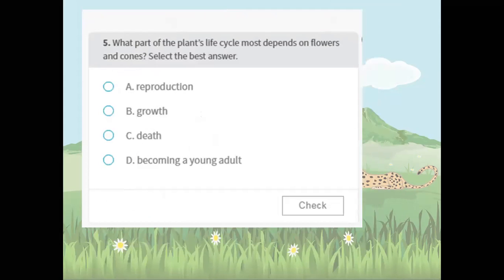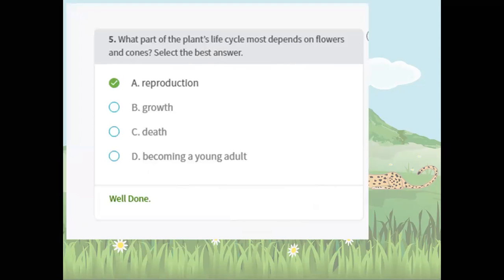What part of the plant life cycle most depends on flowers and cones? Which part of the life cycle of the plant depends on cones and flowers? What did cones and flowers give? They gave seeds, and seeds help in increasing the number of plants, which means it's reproduction. Excellent.